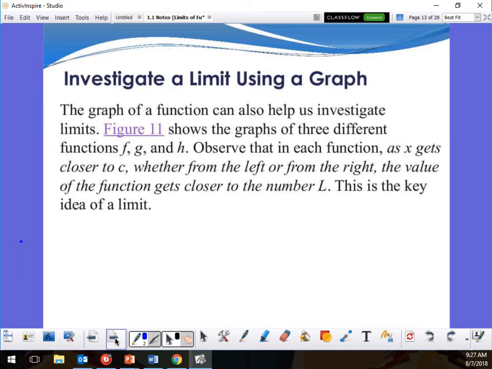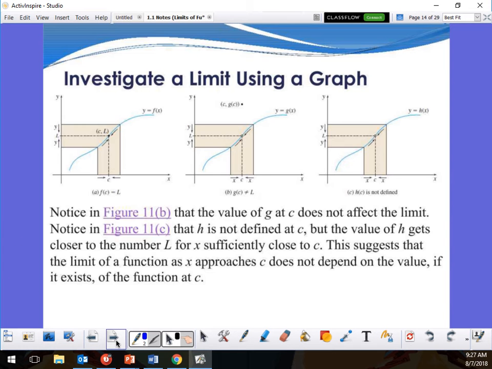The graphical function can also help us investigate limits. Figure 11 shows the graph of 3 different functions. Okay, so I think, is this one I have to actually click on? Okay. Is this figure 11? Oh, here it is. Yes, this is it. Okay, here's A, B, and C.